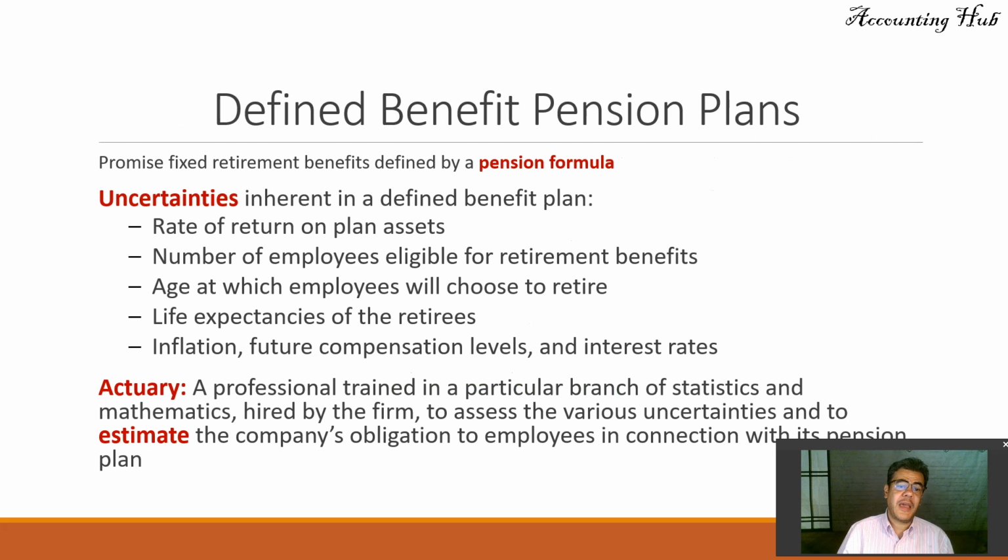So what are defined benefit pension plans? They promise fixed retirement benefits defined by a pension formula. We have a lot of uncertainties on this kind of plan: rate of return on plan assets, which is what we will be talking about today, number of employees, age at which employees will choose to retire, life expectancies, inflation, and so on. And here we work with an actuary, a professional trained in a particular branch of statistics and math, hired by the firm to assess the various uncertainties and to estimate the company obligation. For instance, rate of return, age, life expectancies, and so on.